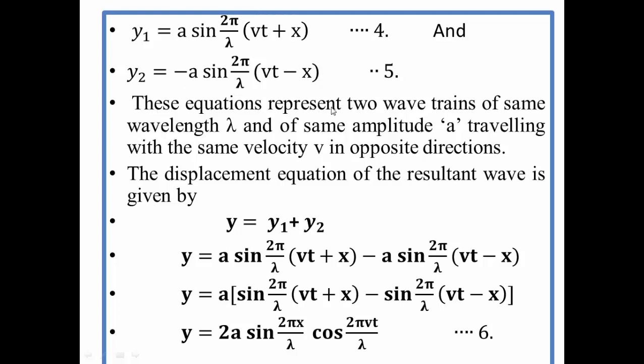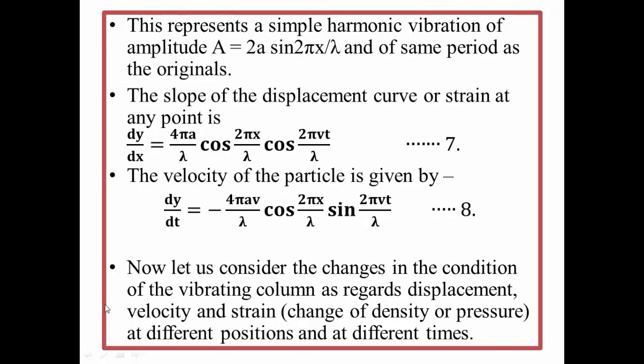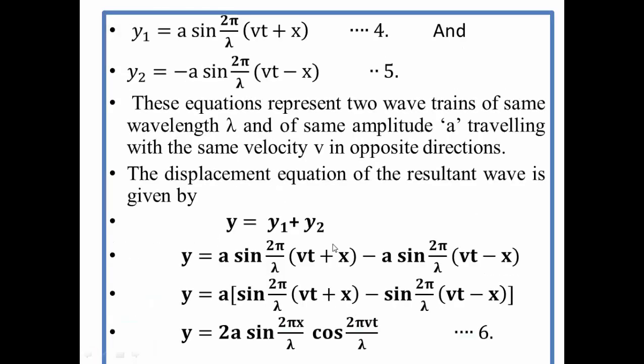Now these equations represent two wave trains of the same wavelength lambda and same amplitude A, travelling with the same velocity v in opposite directions, because this is negative and this is positive. So the resultant displacement is given by y is equal to y1 plus y2. You put y1 equal to this much, and y2 equal to this much.